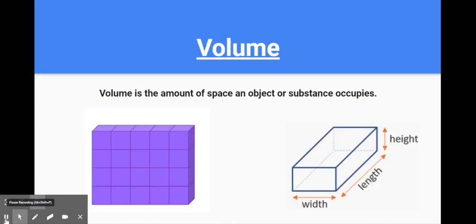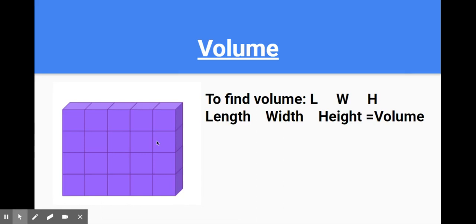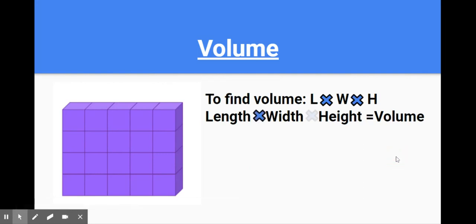Next, let's look at volume. Volume is the amount of space an object or substance occupies. How much space is inside of a figure? All right, this is a rectangular prism. To find the volume of a rectangular prism, or the volume of a figure, we multiply the length times the width times the height. And this will give us our answer for volume.